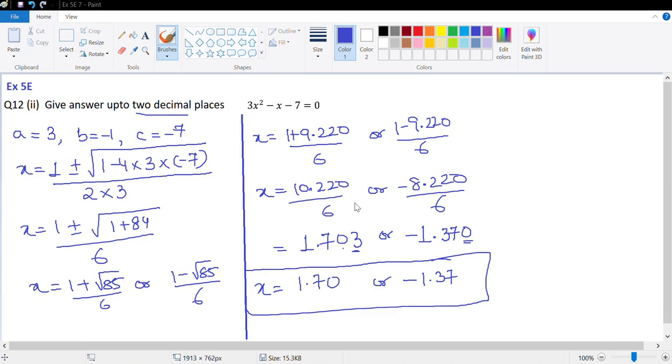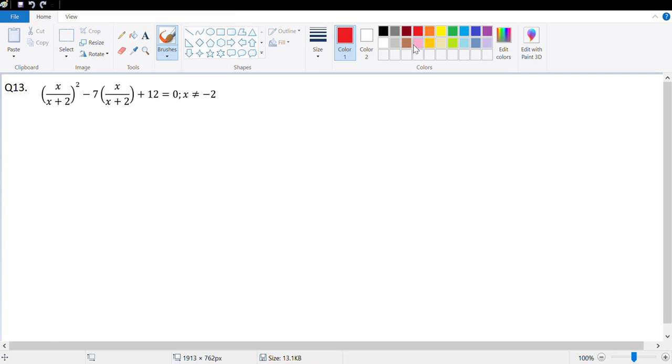The next question that we're doing is question number 13. So this is right now not in the quadratic form. So let's convert it into quadratic. So let x upon x plus 2 is equal to y. So what this equation becomes is y squared minus 7y plus 12 is equal to 0. X is not equal to negative 2. So let's see in the answers if we get the value of x is equal to negative 2.